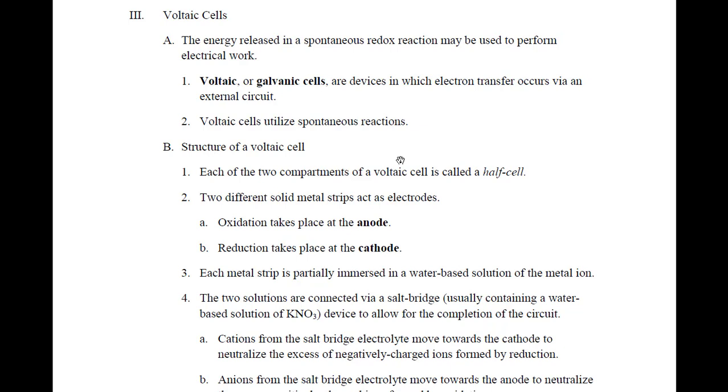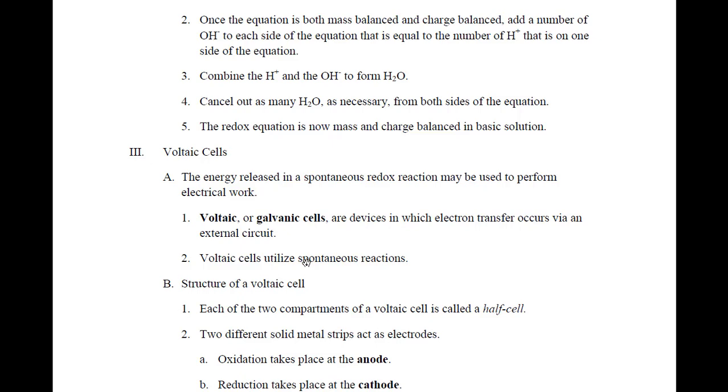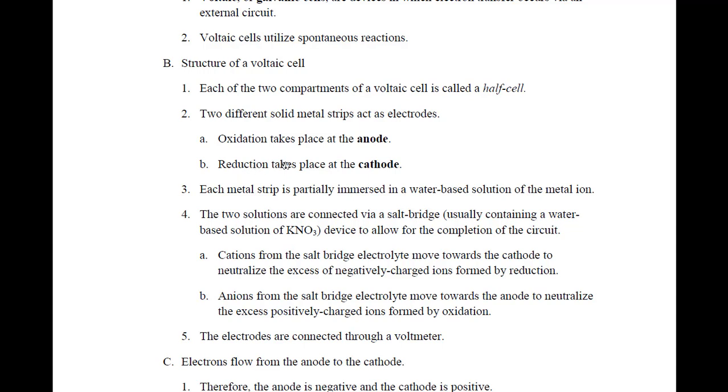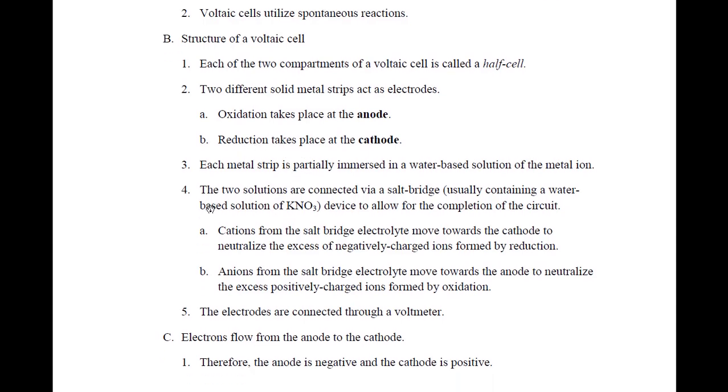The structure of a voltaic cell, and we're going to build this in lab, is one where you have two compartments. Each compartment is a half cell. In one compartment, oxidation will take place, and that's called the anode. In the other half cell, reduction will take place, and that's called the cathode. In this, a metal strip is partially immersed into a solution of that same metal ion. So in the case of lab, we're going to have zinc metal dipped into zinc ions and copper metal dipped into copper ions. And then we're going to connect those two by a salt bridge.